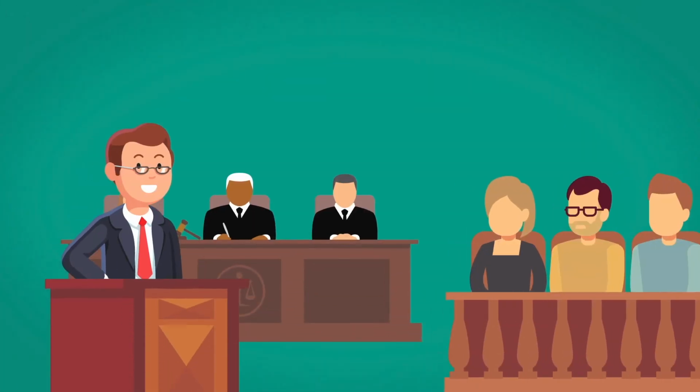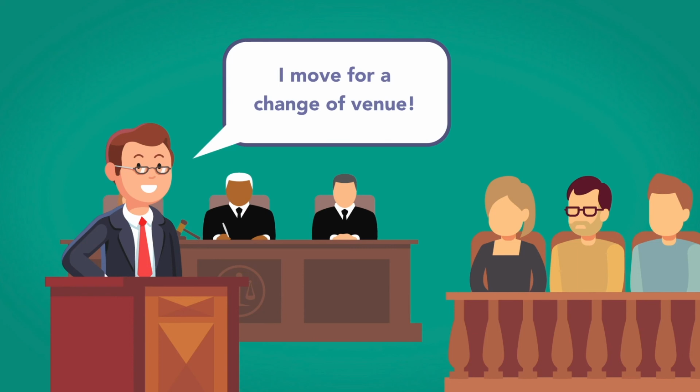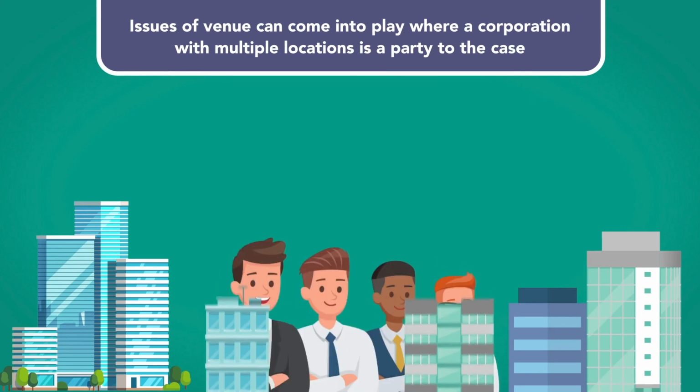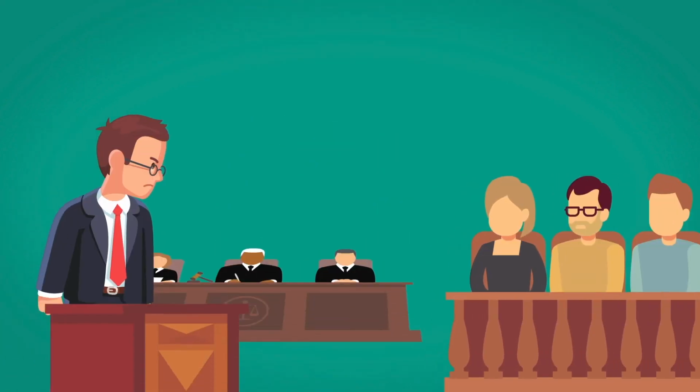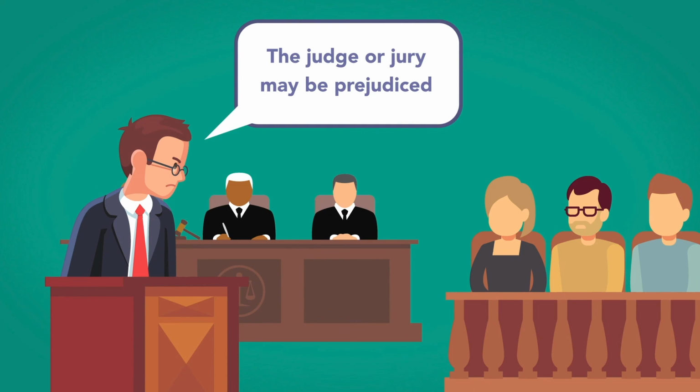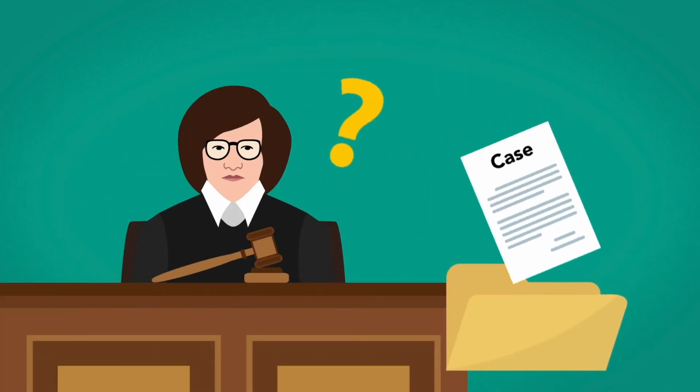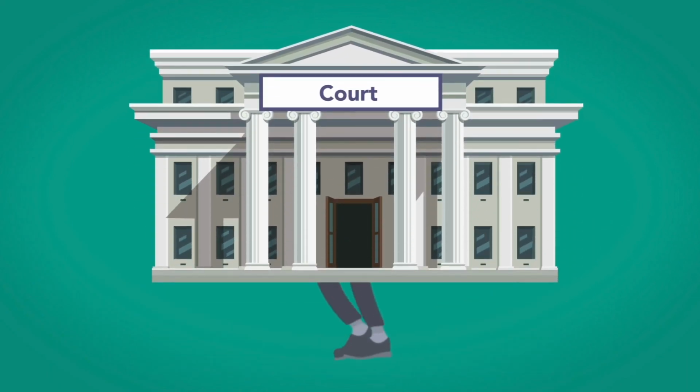However, there are some situations in which a party to a case may want to move for a change of venue. Issues of venue can come into play where a corporation with multiple locations is a party to the case, or where one party believes that the judge or jury may be prejudiced, where the case was filed in the wrong court, or for some other sound reason. Courts can move cases to other venues at their discretion.